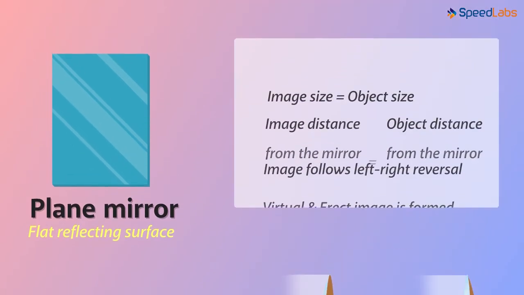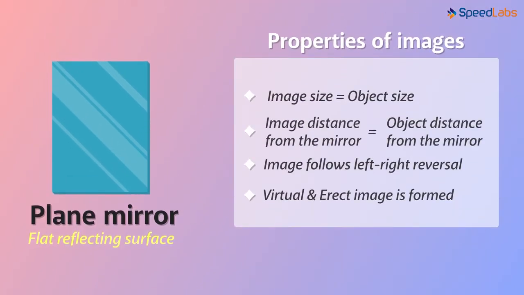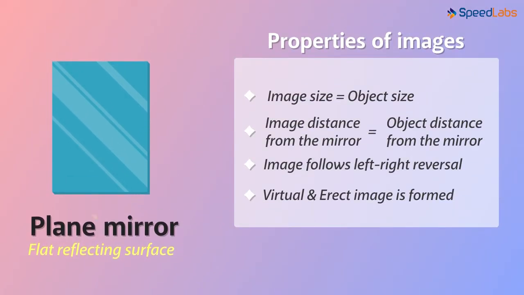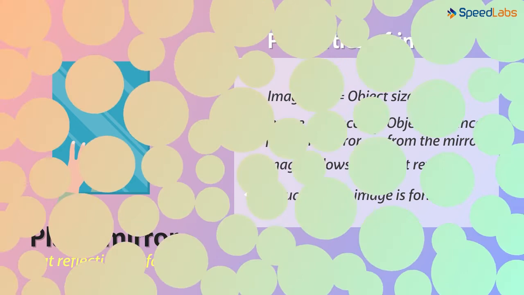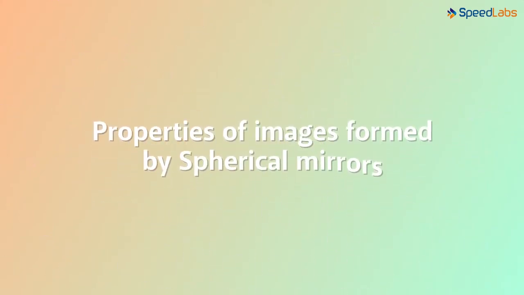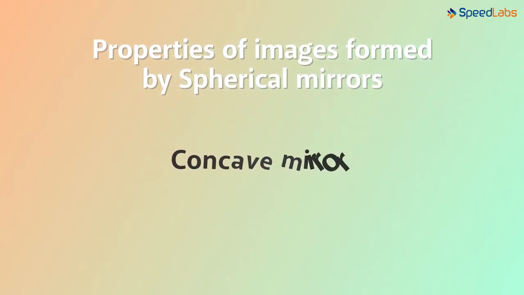We have already studied the properties of an image formed by a plane mirror. If I keep an object in front of a plane mirror, then its image satisfies all these properties. Go through them once. From this video onwards, we will look at the properties of images formed by spherical mirrors. So let us begin. We will look at the images in a concave mirror first.